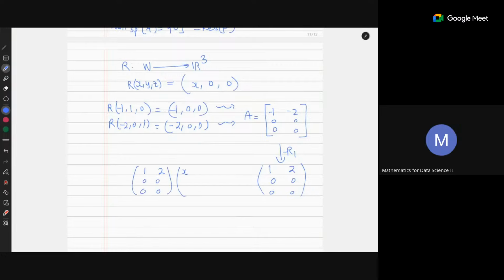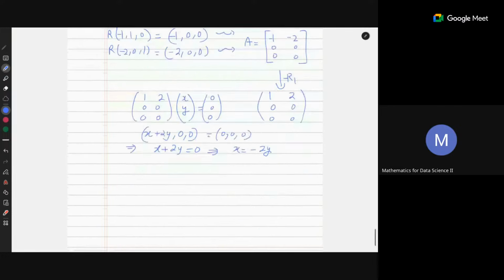Ax = 0, 0, 0, 1, right? So we'll get x plus 2y equal to 0, and 0 equal to 0, 0, 0, 0, which implies that x plus 2y is 0, which implies that x is equal to -2y. Okay, so the null space is x equal to -2y.